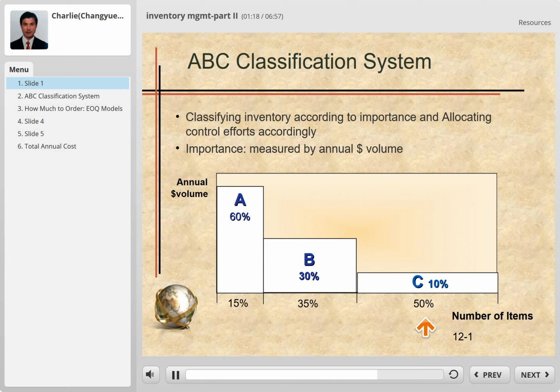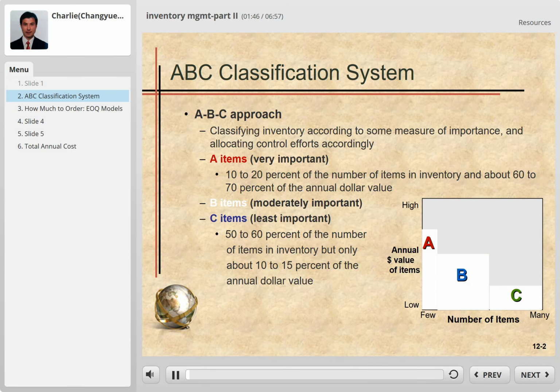So it makes sense to focus more of our attention and resources on those A category items, which have the highest cost and the lowest quantity, which is right here, the A category. This actually happens a lot and works quite well in most inventory management situations. So we call this the ABC approach. We allocate control efforts according to the importance of the inventory category.